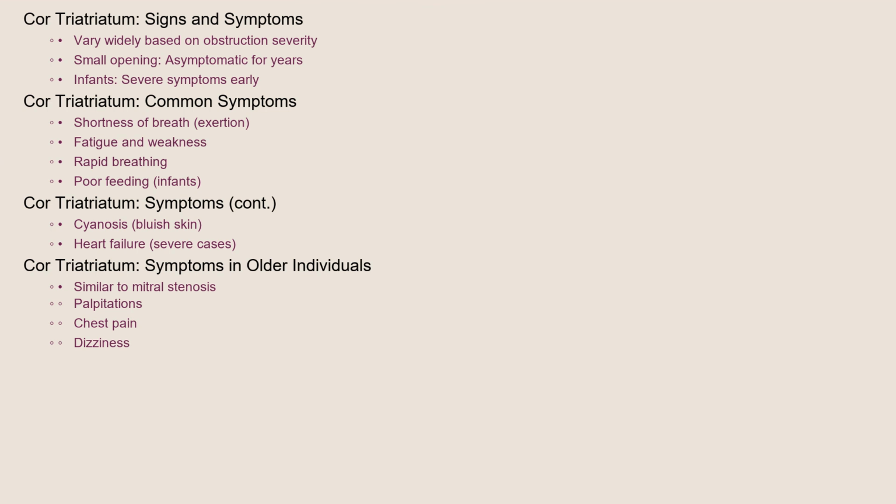The signs and symptoms of Triatriatum can vary widely depending on the severity of the obstruction. Some individuals with a small opening in the membrane may be asymptomatic for years, while others, particularly infants, can present with severe symptoms early in life. Common symptoms include shortness of breath, especially with exertion, fatigue and weakness, rapid breathing, poor feeding in infants, bluish discoloration of the skin, lips, or nails, known as cyanosis, and in severe cases, heart failure. Older children and adults might experience symptoms similar to mitral stenosis, such as palpitations, chest pain, and dizziness.